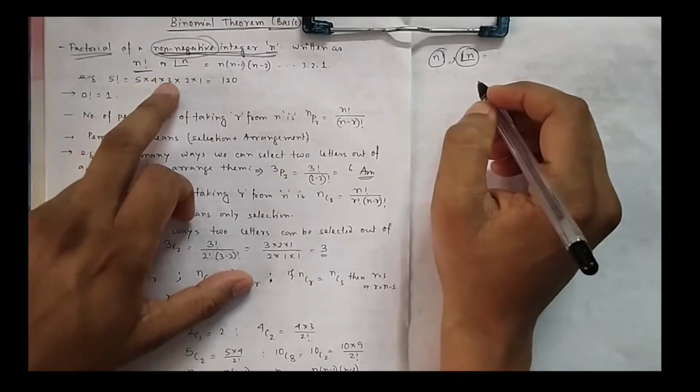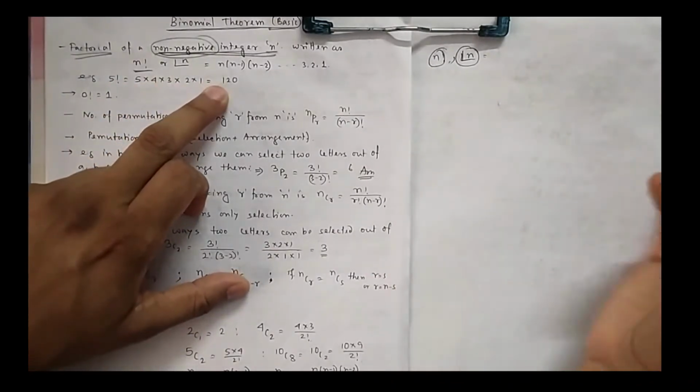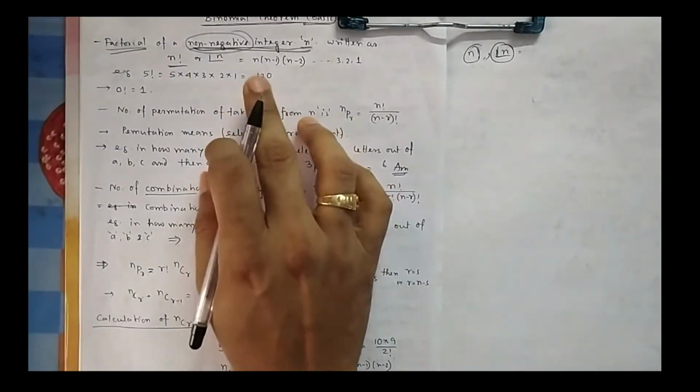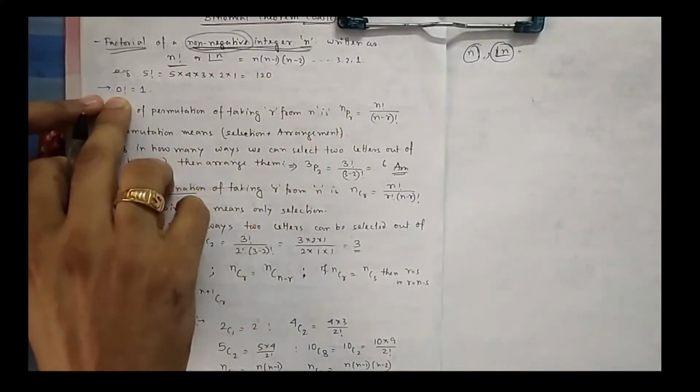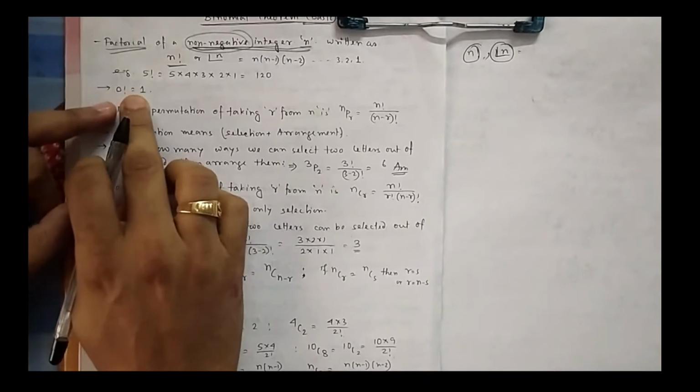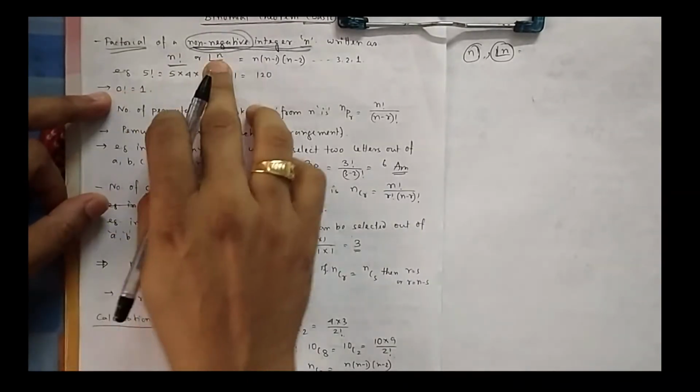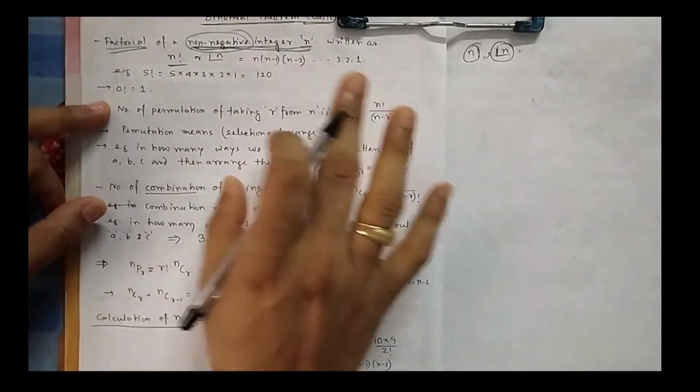Suppose I say 5 factorial, then what does it mean? 5 into 4 into 3 into 2 into 1. 3 factorial, 3 into 2 into 1. Now you can have an idea. You will see lots of this in the coming time. Now 0 factorial, by definition, is 1. So factorial 0, because you can put n as 0, so 0 factorial is 1. So you remember this one.